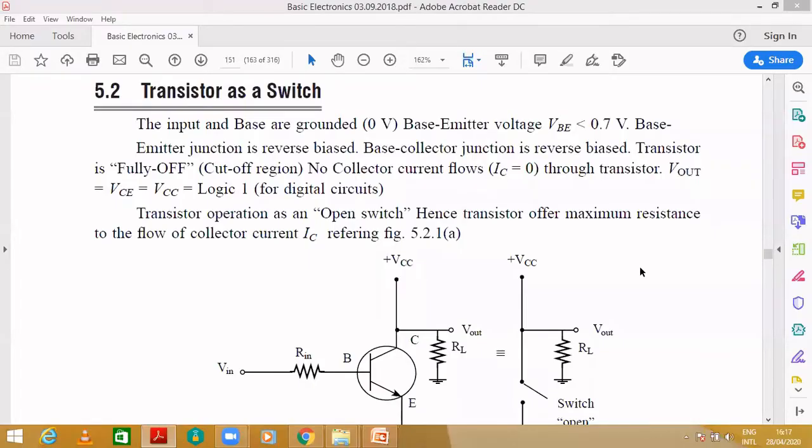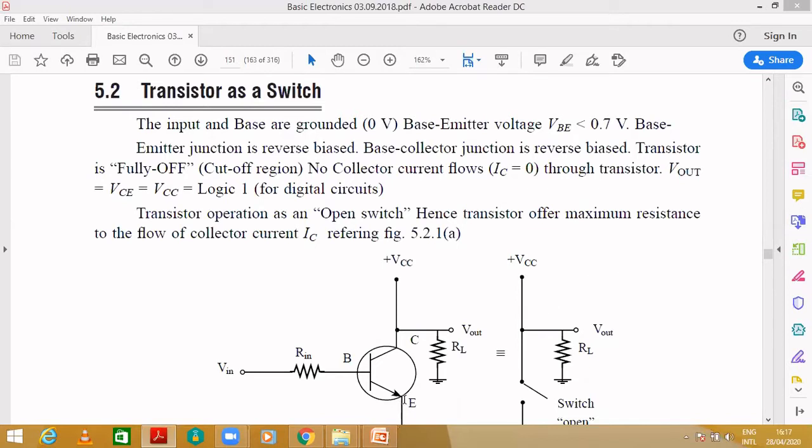Hello everyone. In the last lecture, I discussed BJT as an amplifier. So, in this lecture series 2, I am discussing a transistor as a switch. When the transistor acts as a switch, it may be an on switch or an off switch.